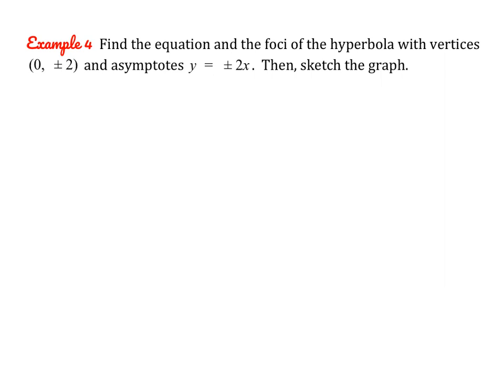Okay, let's try one more example together. So here, again, we're going to be creating the equation, and then we also want to find the foci of the hyperbola that has vertices at (0, ±2) and then asymptotes at y equals plus or minus 2x. So let's just sketch a graph anyways so we know what type of hyperbola it is.